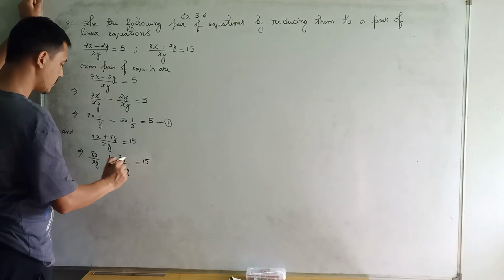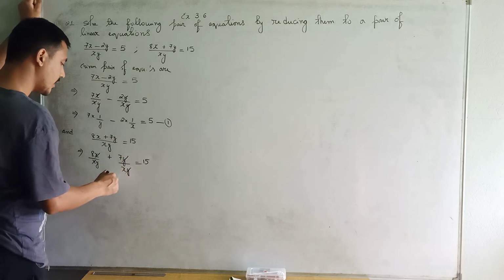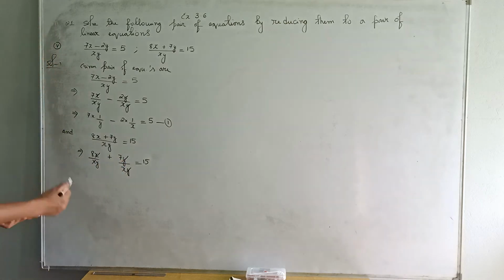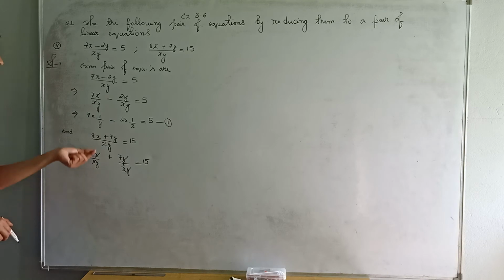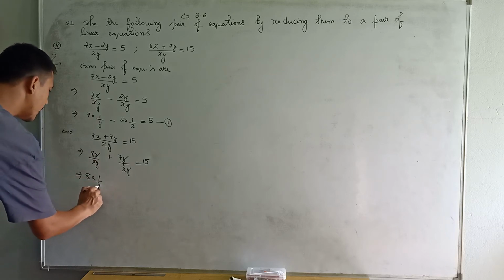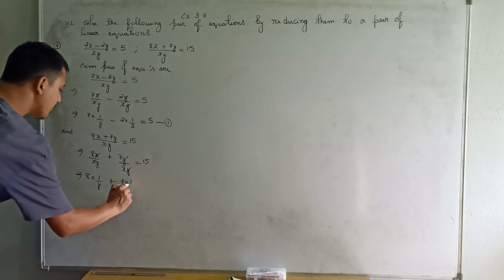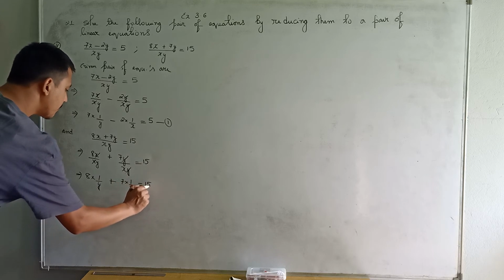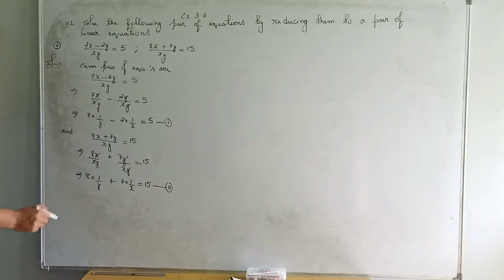Is equal to 15. x cancel, y cancel. So 8 by y, this is not linear because when I bring y to the numerator, it will be written as y to the power minus 1, right? So we can rearrange this. 8 into 1 upon y, 7 into 1 upon x is equal to 15. Did you do this way?